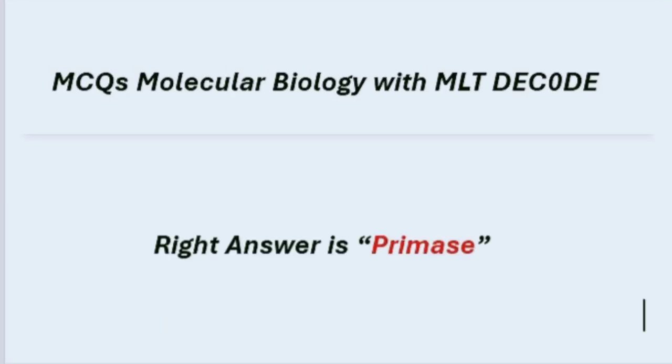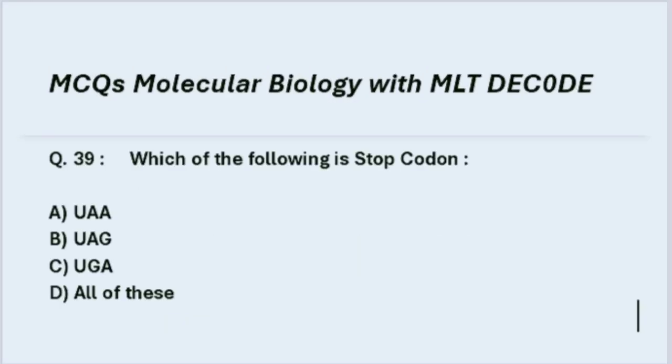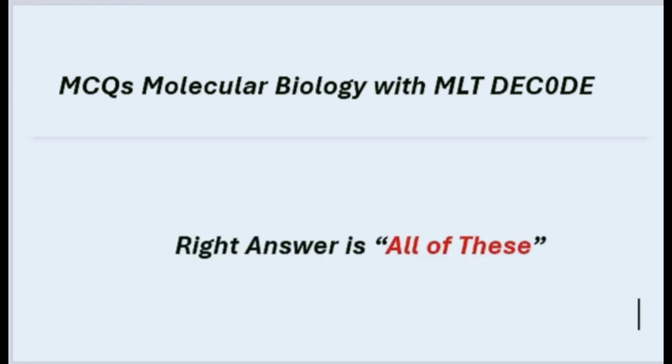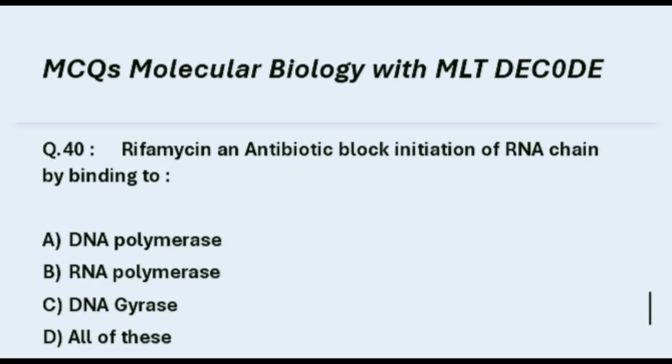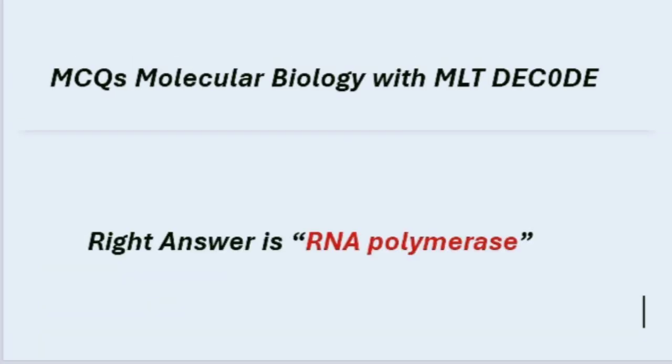The next is: if there is 30% adenine present, then what percentage of cytosine must be there? 30%, 20%, 60% or none. The right is 20%. Next is: RNA primer is synthesized by the enzyme polymerase, primase, helicase or topoisomerase. The right is primase. Next is: which of the following is a stop codon? UAA, UAG, UGA or all of these. Right is all of these. Next is: rifamycin, an antibiotic, blocks initiation of RNA chain by binding to DNA polymerase, RNA polymerase, DNA gyrase or all of these. Right is RNA polymerase.